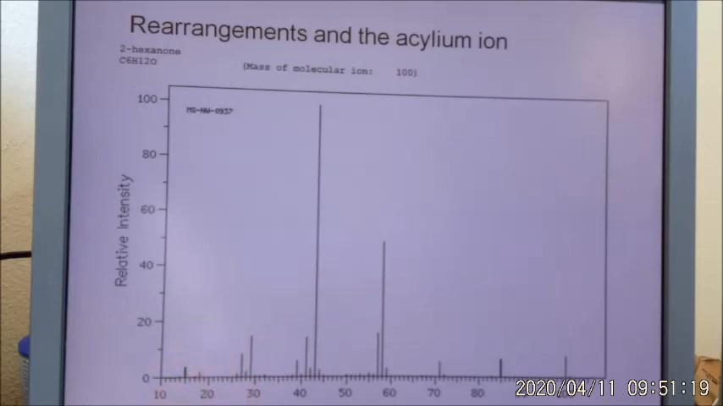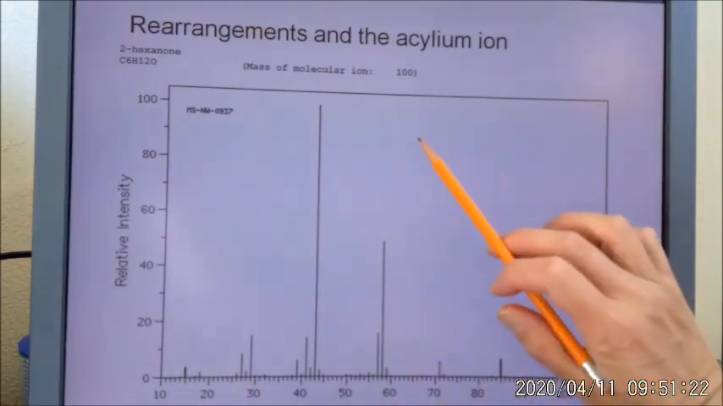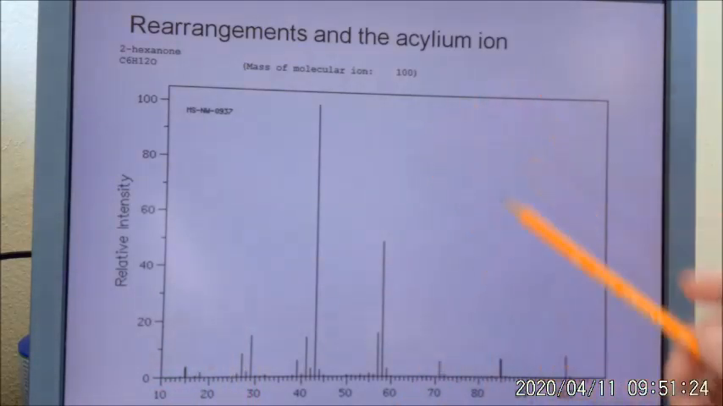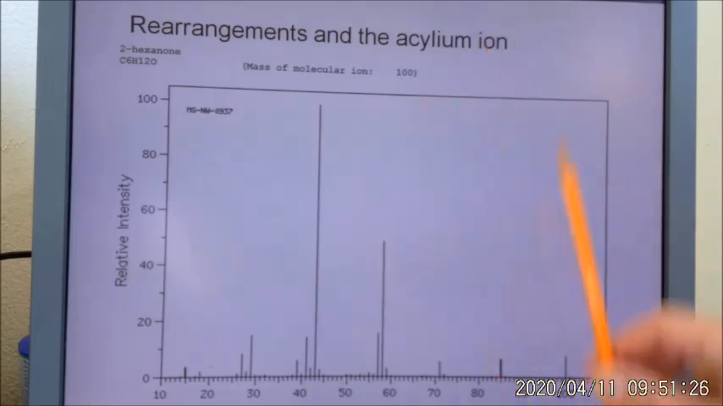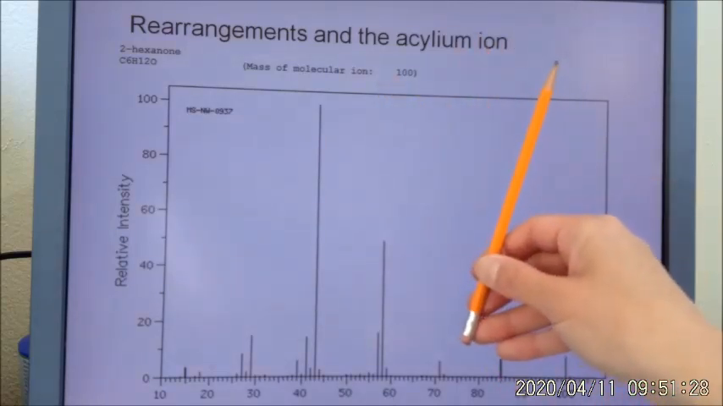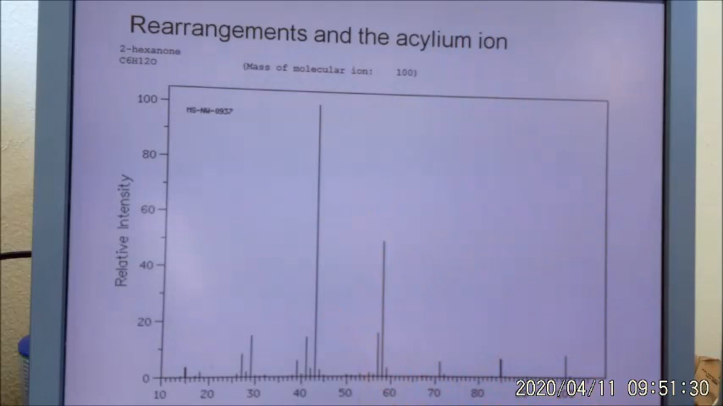So the cleavage is in two places. You can cleave on one side of the carbonyl, losing the methyl, or you can cleave on the other side of the carbonyl, and then you'll see 43, that's my acylium ion. If I cleave on the other side, I have a C4H9, that would be 48 plus 9, 57.